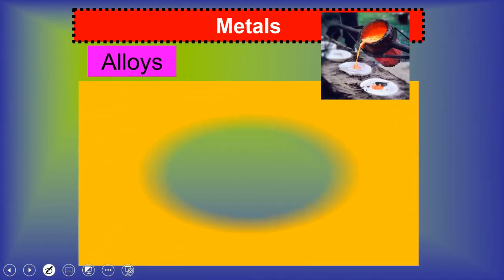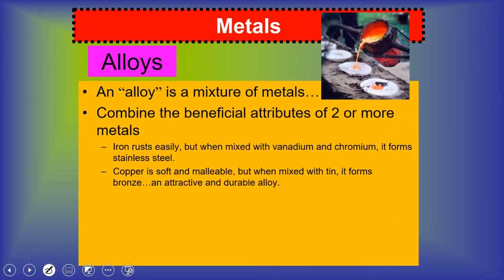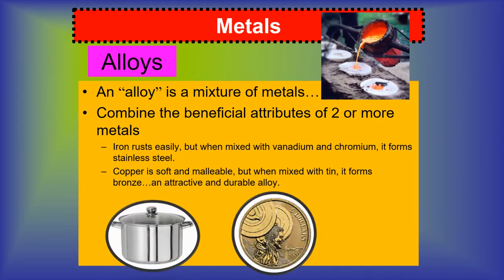You have your alloys. Now, an alloy is a mixture of metals, and they combine the beneficial attributes of two or more. So iron is going to rust easily, but when it's mixed with something else, it's going to form stainless steel. And then we talked about this a minute ago. Copper is actually soft and malleable, but when we mix it with tin, it forms bronze. And when you're thinking about the Olympics, which are coming up this summer, they give out gold and silver, which are pure elements, and then they give out bronze, which is actually a mixture of a couple of things.